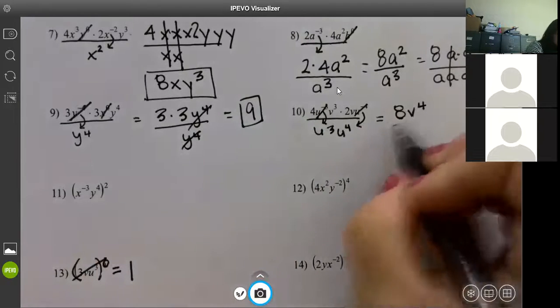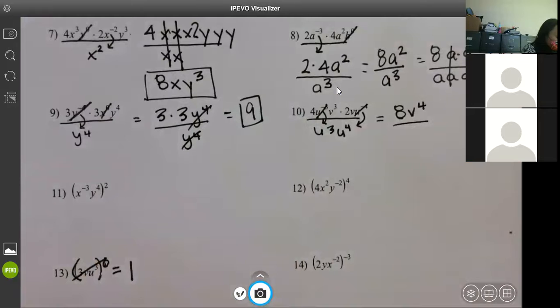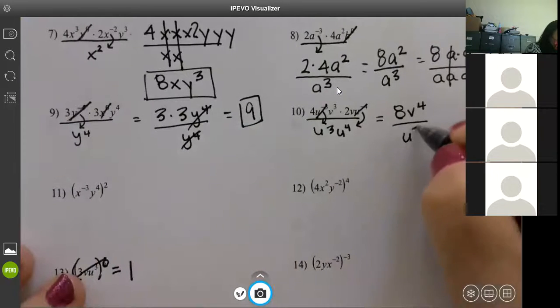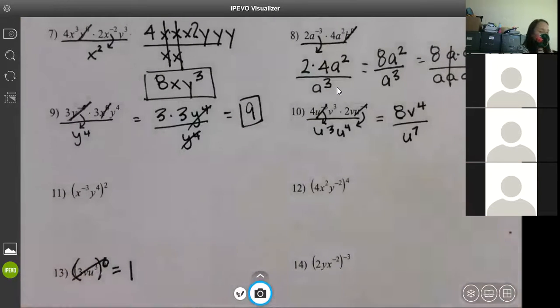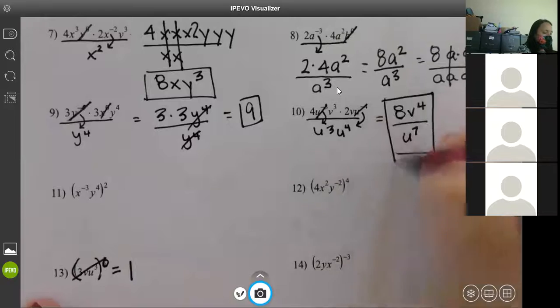What's left on the bottom? How many total u's? 9. 7. So u to the 7th. There's nothing the same on the top and the bottom. That's your final answer.